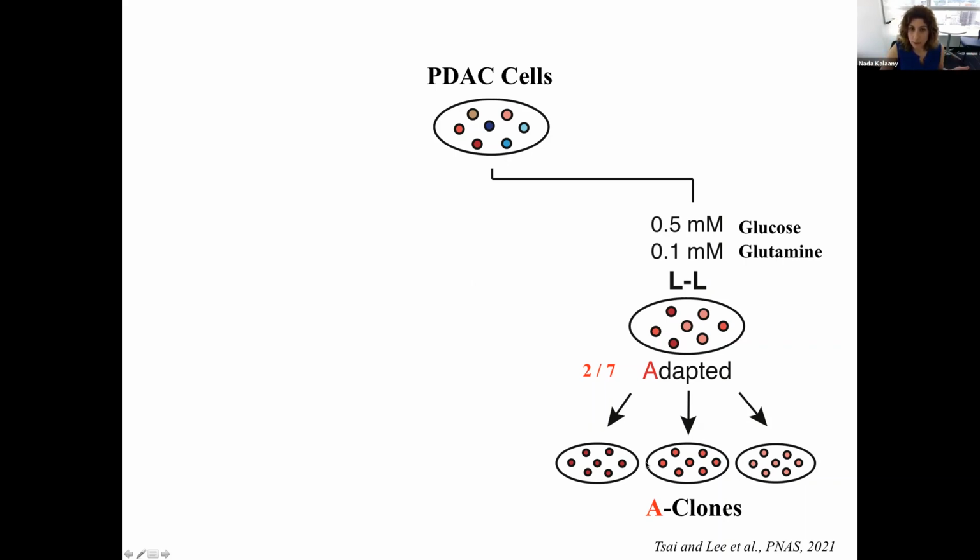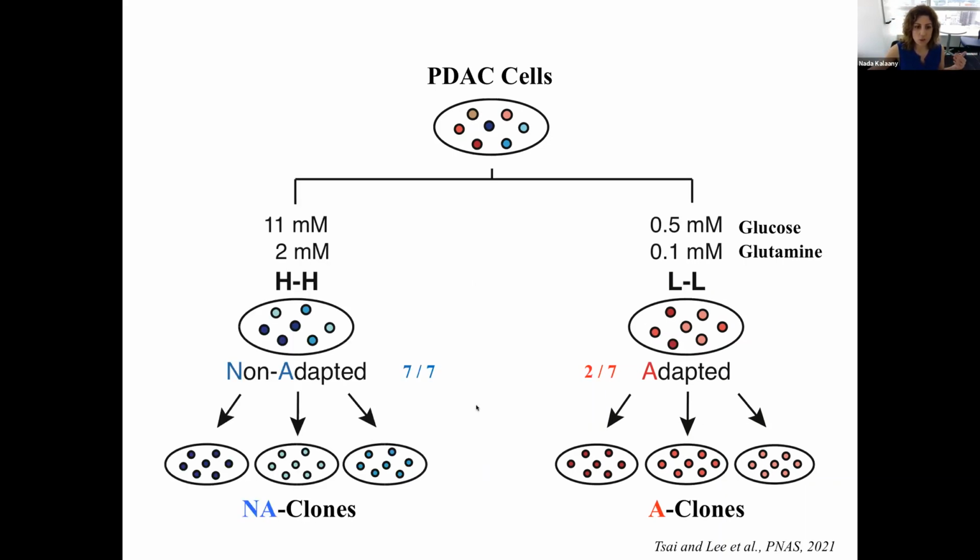So as a comparison, as a control, she selected clones of parental cells that were grown under high medium, so high glucose, high glutamine. So she plated them at very low dilution so that she would let single cells form clones, and then selected these clones in a similar manner as she did for the adapted clones.